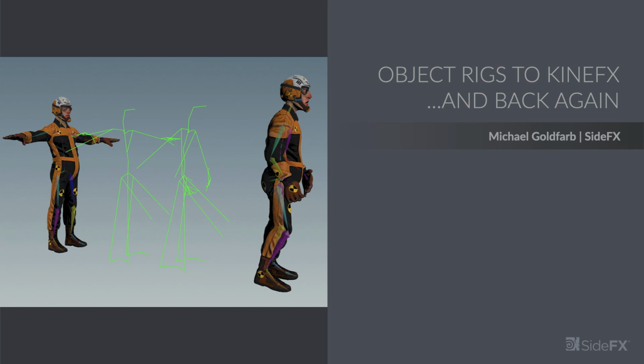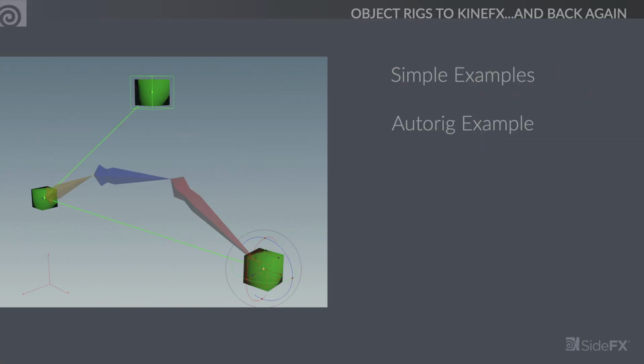Since KineFX is new and many users may still be in the midst of production with an object-based rig, they may not be prepared to explore the new toolset fully. This tutorial will go over some of the basics necessary to import an object-based rig into the SOP context and take advantage of some of the tools offered by KineFX. Then, export animation back out to the object level for further use. To begin with, we'll have a look at some basic examples, and then move to an example using an object-level rig made with the built-in auto rigs.